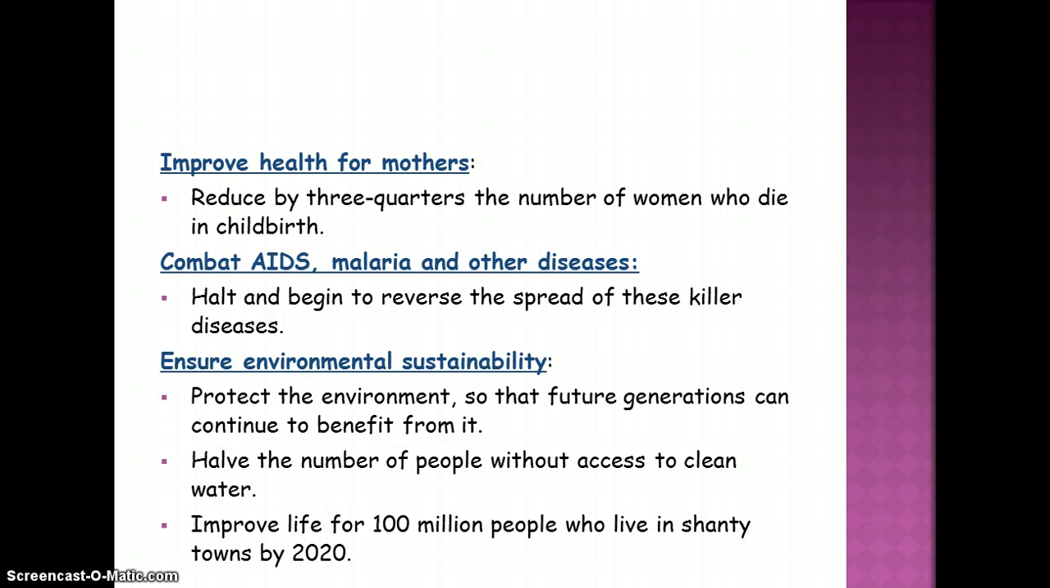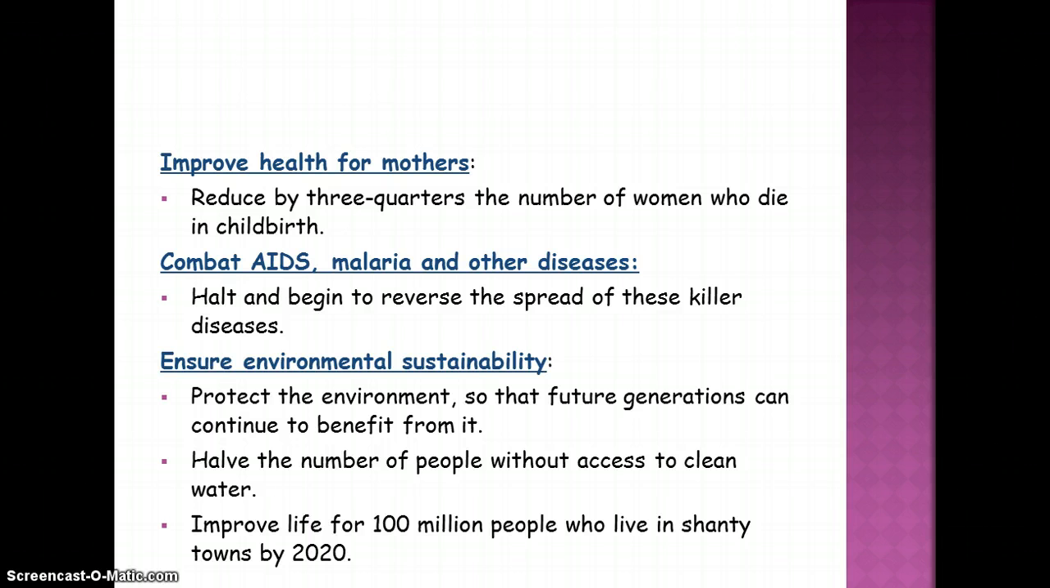To improve health for mothers, reduce by 3/4 the number of women who die in childbirth. There was a documentary on the BBC about the number of babies born, and it examined children born in 4 different countries. In Sierra Leone, you are more than 4 times more likely to die with your child in childbirth than anywhere else on the planet.